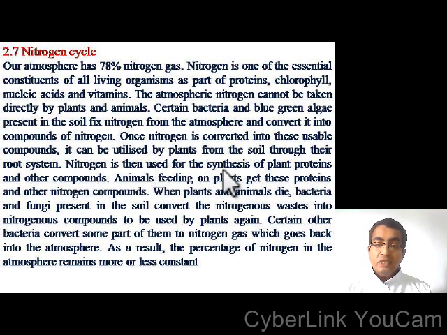Nitrogen is then used for the synthesis of plant proteins and other compounds. Animals feeding on plants get these proteins and other nitrogen compounds. When plants and animals die, bacteria and fungi present in the soil convert the nitrogenous waste into nitrogenous compounds to be used by plants again. Certain other bacteria convert some part of them to nitrogen gas, which goes back into the atmosphere. As a result, the percentage of nitrogen in the atmosphere remains more or less constant.